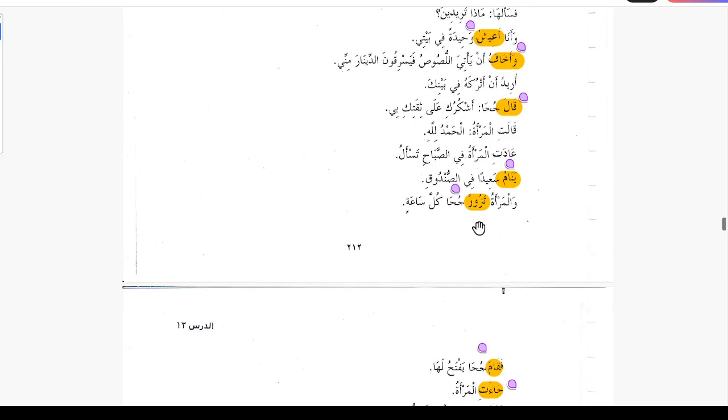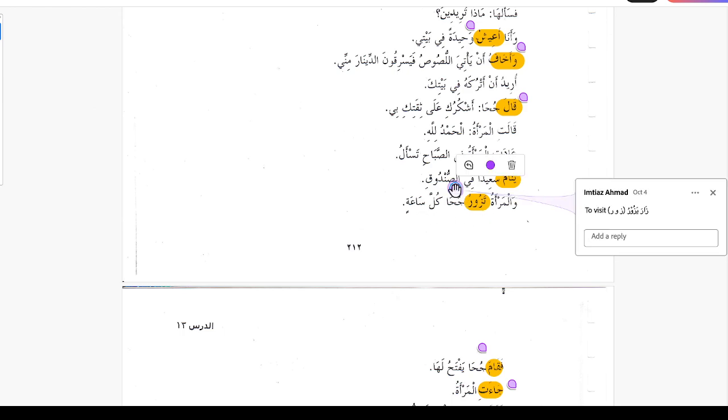Wal maratu tazuru juha kulla saatin. And the lady, she visits Juha every hour. So the verb here is zara yazuru, and zara is actually za, waw and ra. These are the three root letters, to visit.